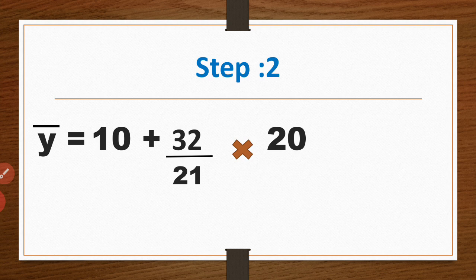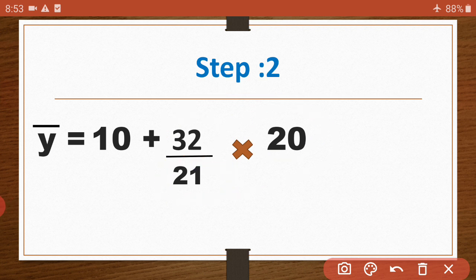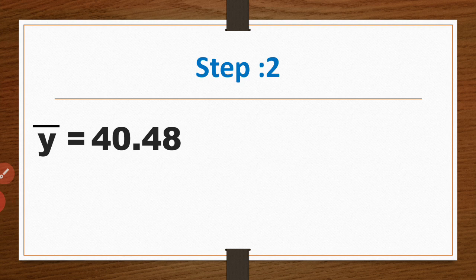Okay, so this is your step for y bar. Similarly, first solve this: multiply 32 into 20 in the calculator and then divide by 21. So you get the answer 30.48, and then you add 10, so you get the answer for y bar, 40.48.